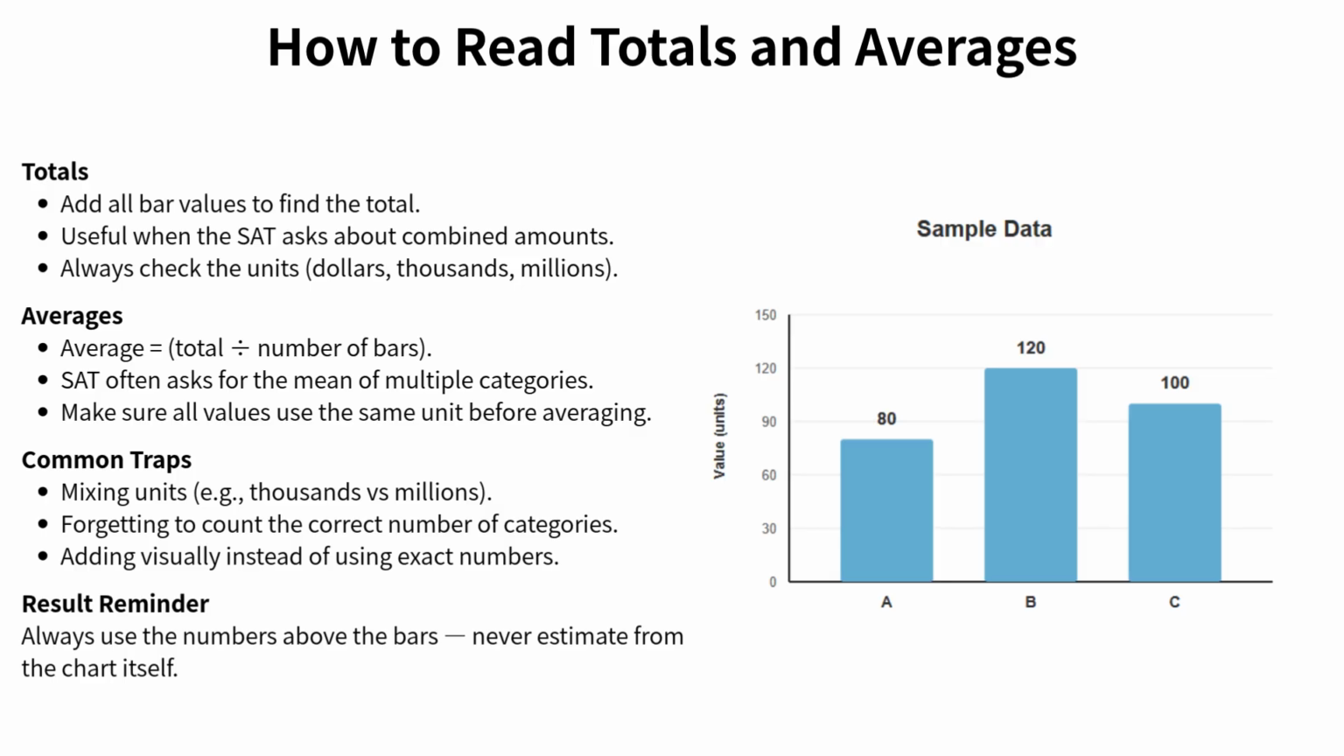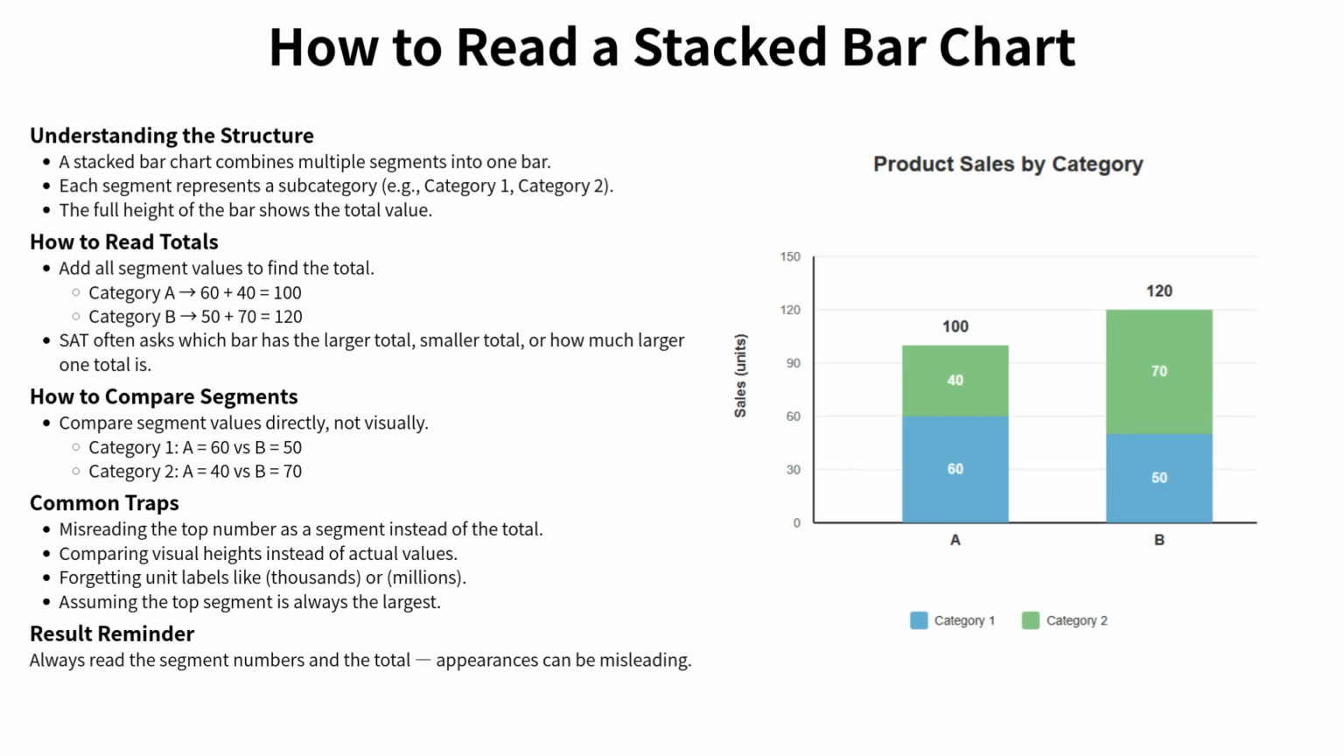Here's how to read a stacked bar chart accurately. A stacked bar chart shows both the total value of a category and how that total is divided into smaller parts. In this example, Category A consists of 60 units from Category 1 and 40 units from Category 2, giving a total of 100. Category B includes 50 units from Category 1 and 70 units from Category 2, for a total of 120. When the SAT asks which category is larger overall, your first step is to add the segment values. Never estimate totals by eye.